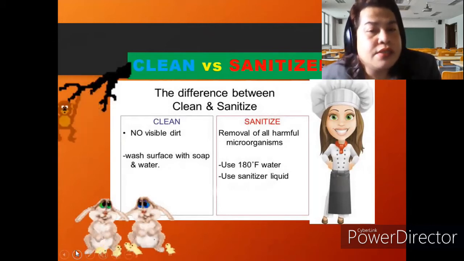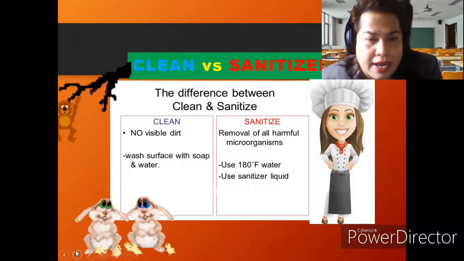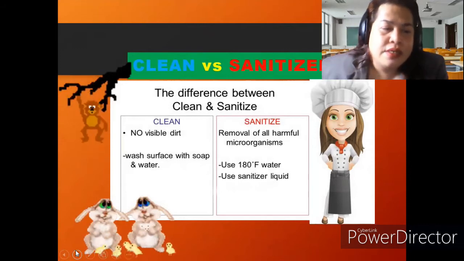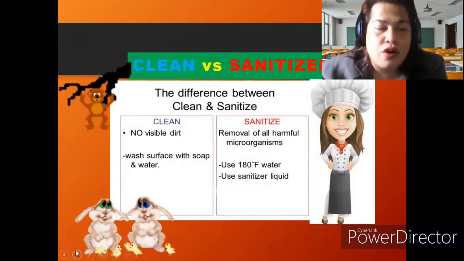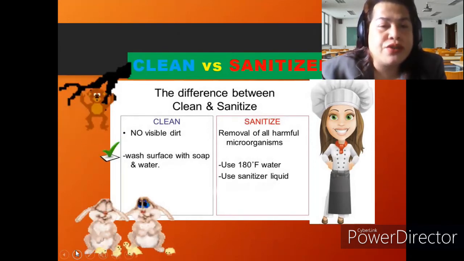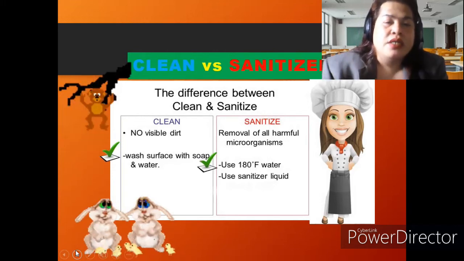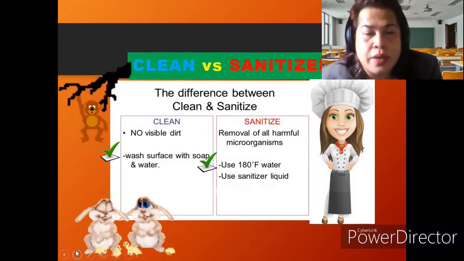Okay, so with that, the main difference between cleaning and sanitizing is that cleaning is the act of removing debris and deposits on a surface, so that there is no visible dirt. You have to wash the surface with soap and water.